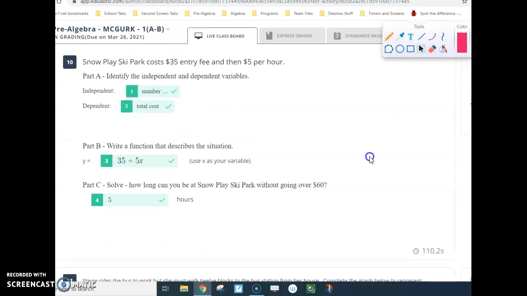Okay, on number 10, you were first identifying independent and dependent. So we have the Snow Place Ski Park is $35 for the entry fee and then $5 per hour. Whenever you see per hour, that's the rate. Okay, remember that it's y over x, or you could say y per x. And so x is always the independent and y is always the dependent.